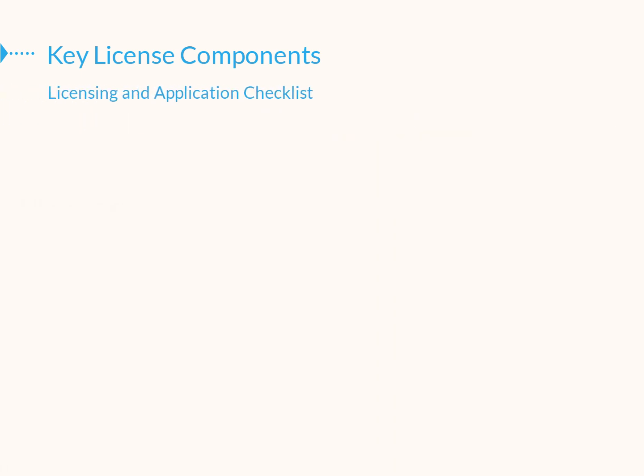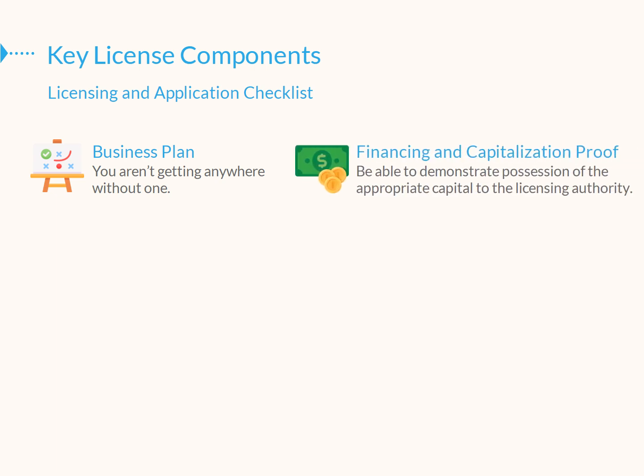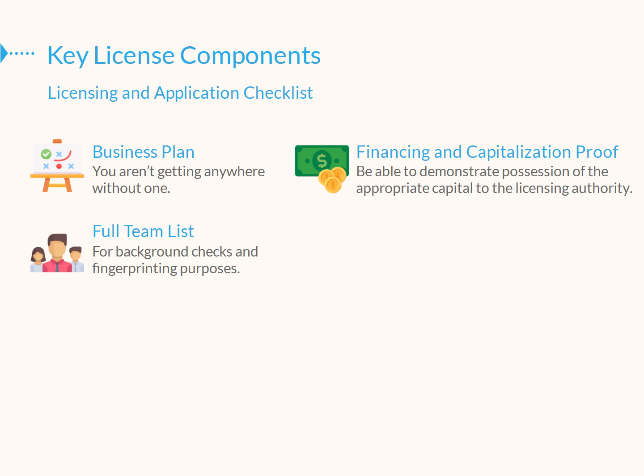Licensing and application checklist. Business plan. You aren't getting anywhere without one. Financing and capitalization proof. Be able to demonstrate possession of the appropriate capital to the licensing authority. Full team list. For background checks and fingerprinting purposes.